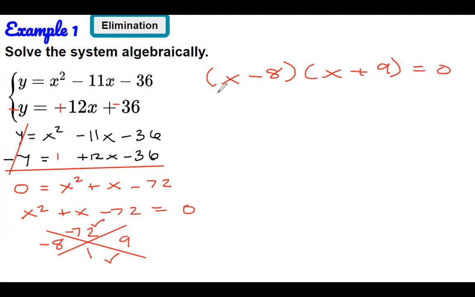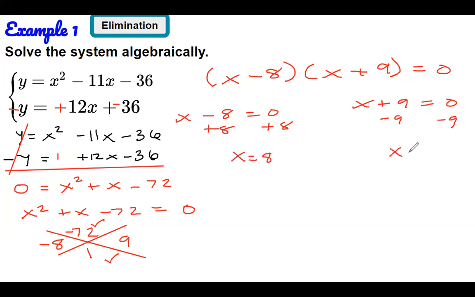So let's solve. We have x minus 8 equals 0 and x plus 9 equals 0. Add 8. Subtract 9. So we have our solutions at x equals 8 and x equals negative 9. Now, are we done? Are we done, guys? No, we need to have a coordinate. We're missing the y value.